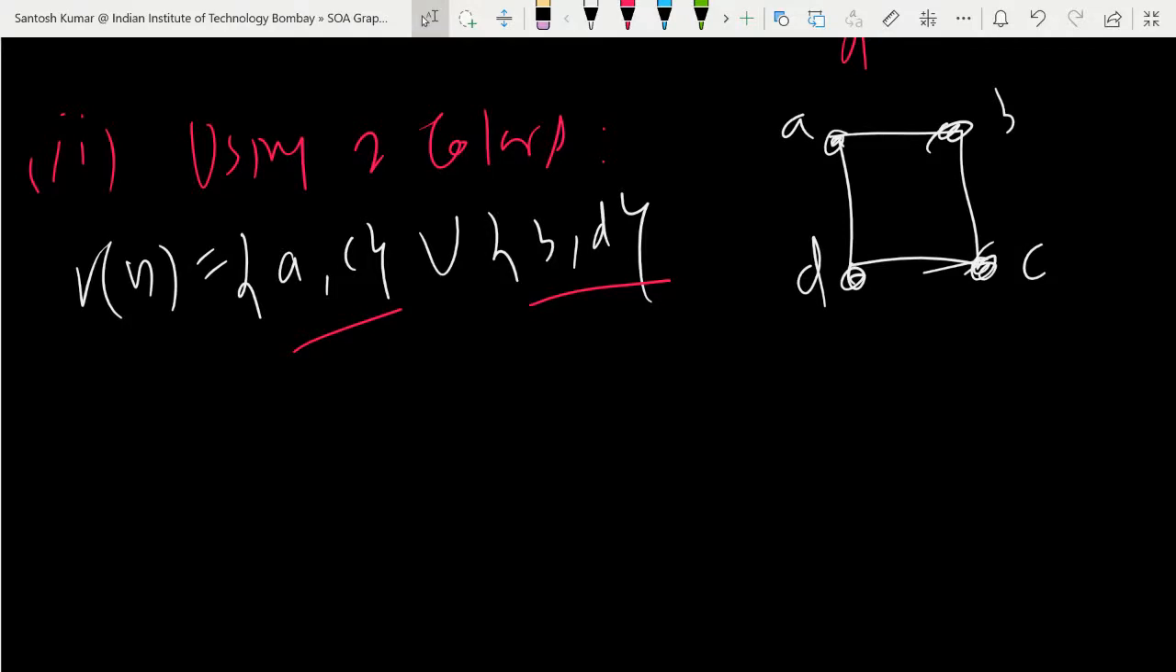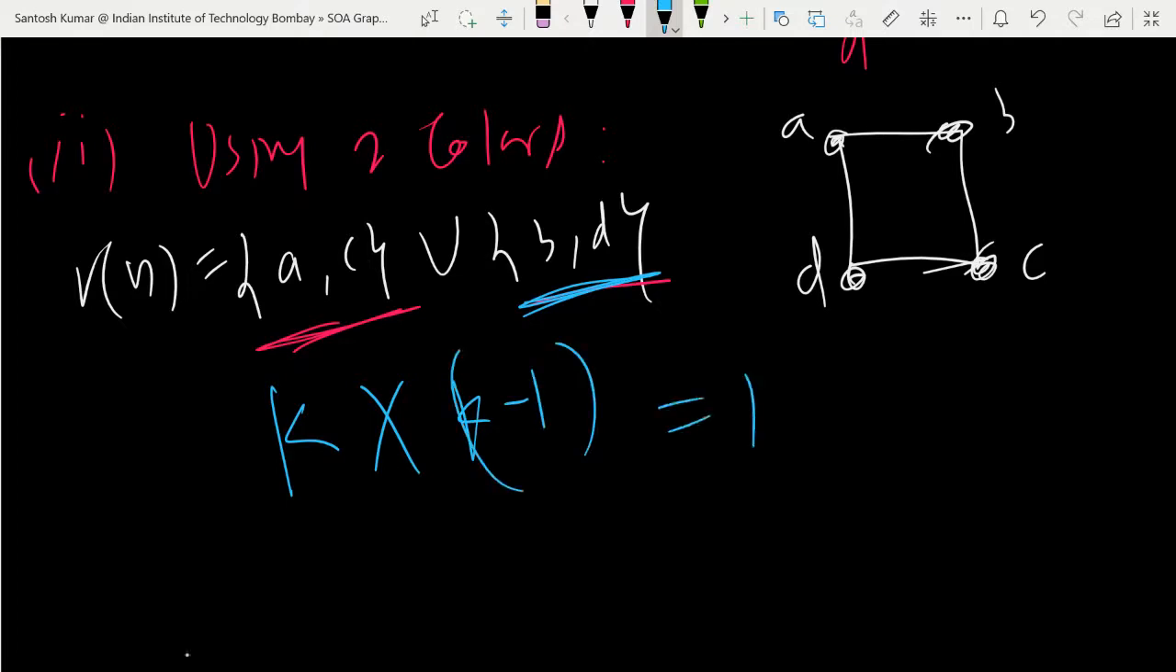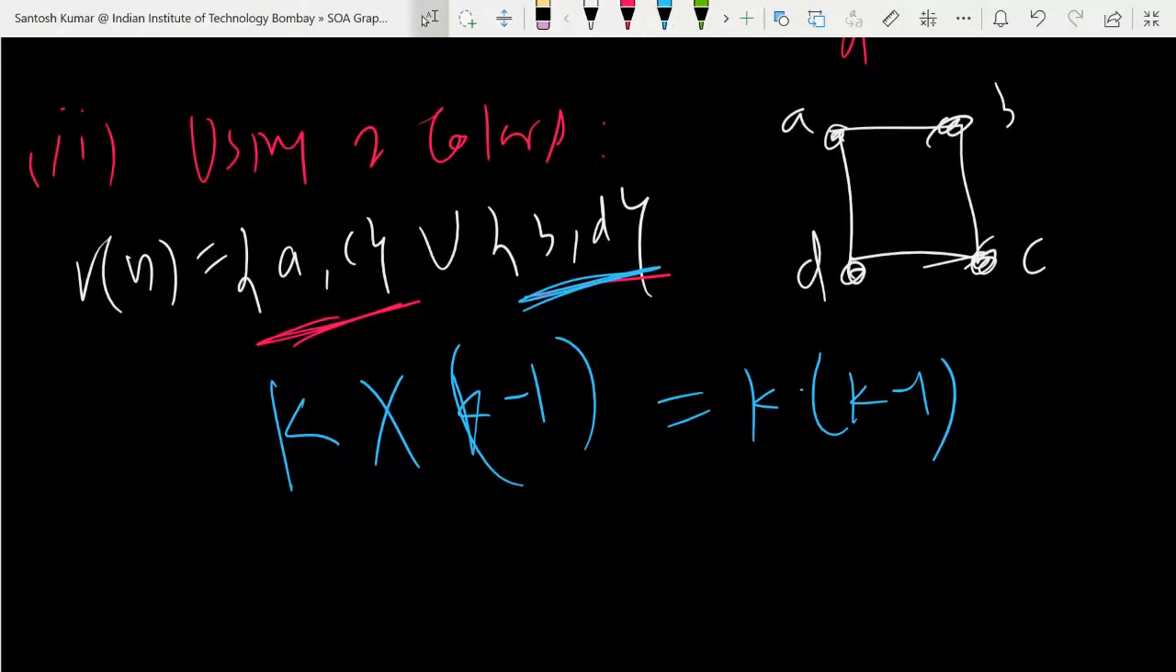If you count the number of ways, for AC how many choices do you have? K colors available. And for BD, how many choices? K minus 1. So K into K minus 1 is the number of proper colorings you can produce using only two colors out of K colors.